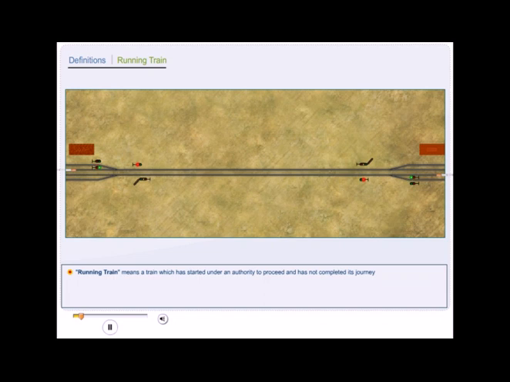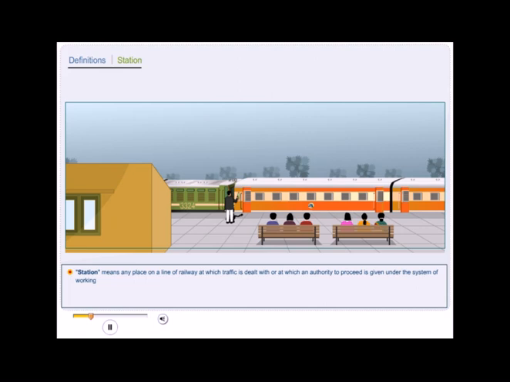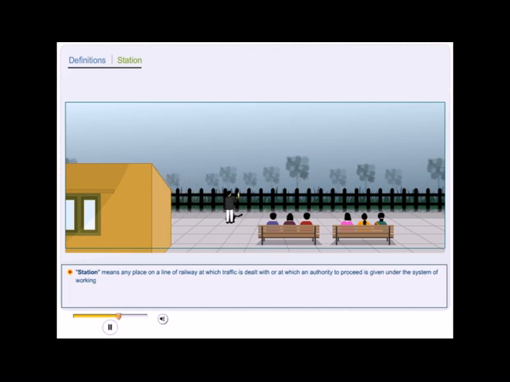Running train means a train which has started under an authority to proceed and has not completed its journey. Station means any place on a line of railway at which traffic is dealt with or at which an authority to proceed is given under the system of working.